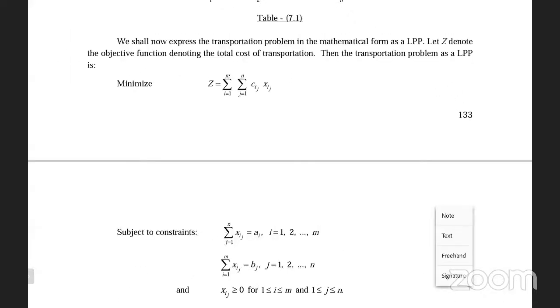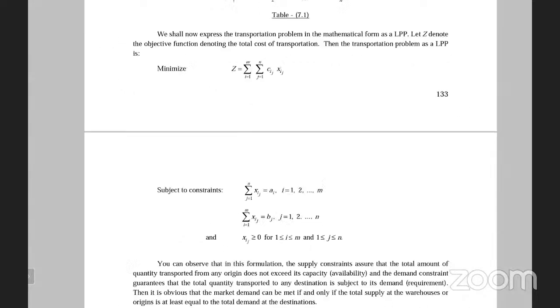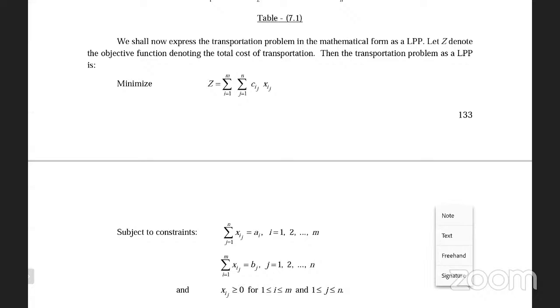These are the three conditions. One is minimization, Z equal to summation Cij Xij, and subject to the constraints summation Xij equal to ai, and summation Xij equal to bj, for i equal to 1 to m and j equal to 1 to n, and Xij greater than or equal to 0. These three equations are called a transportation problem.